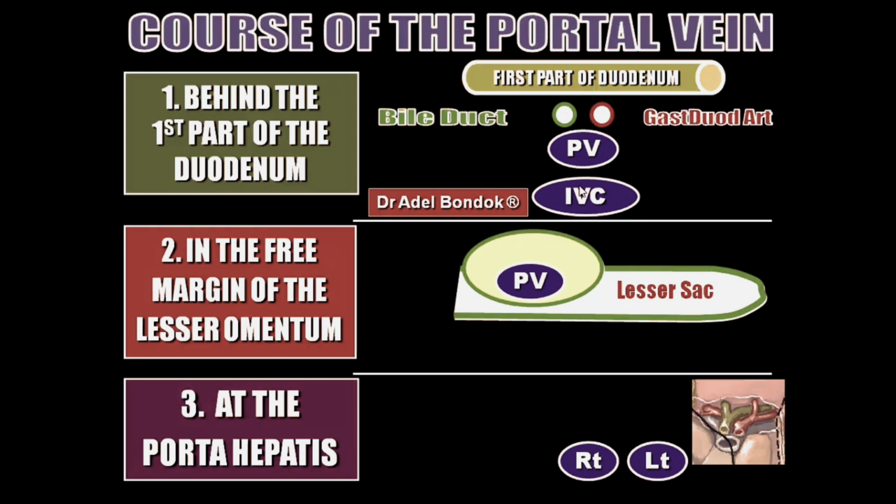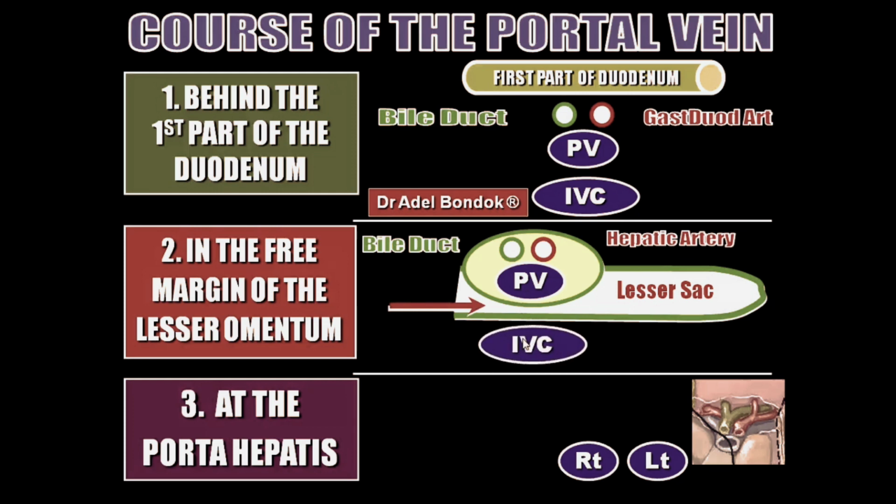Therefore, behind the first part of the duodenum, anterior to the portal vein are the bile duct and the gastroduodenal artery, and behind the portal vein is the inferior vena cava. In the free margin of the lesser omentum, in front of the portal vein, are the bile duct, anterior and to the right, and the hepatic artery, anterior and to the left. Behind the portal vein is the epiploic foramen. This epiploic foramen separates the portal vein from the inferior vena cava.